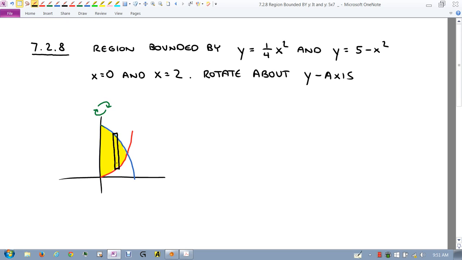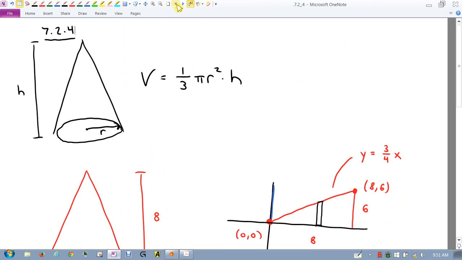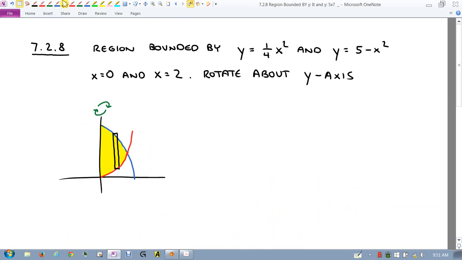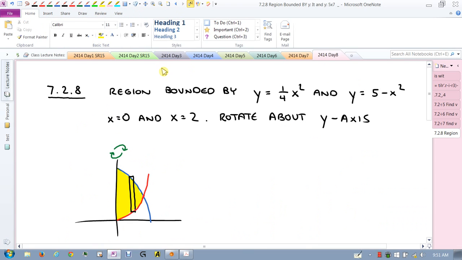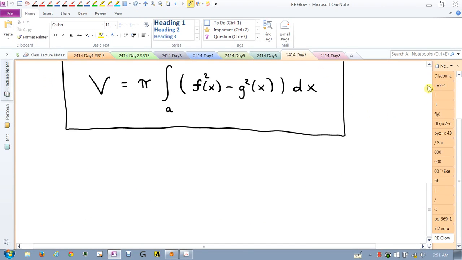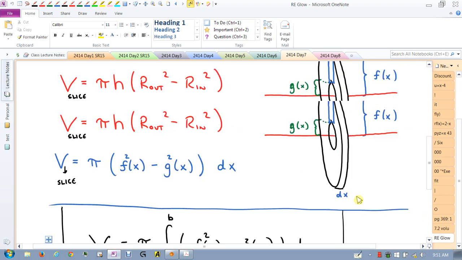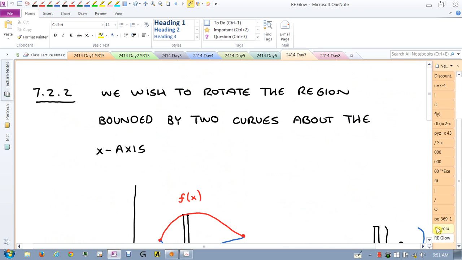So do you remember when I said method of shells? I said this in class last time in your notes. Or not method of shells, method of washers. Where is it?